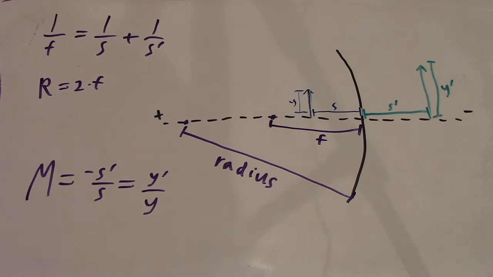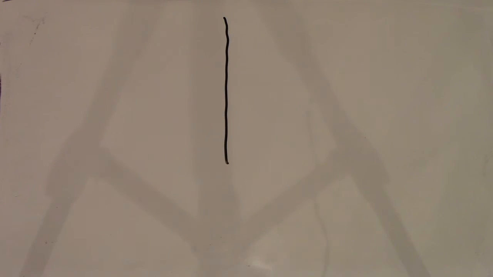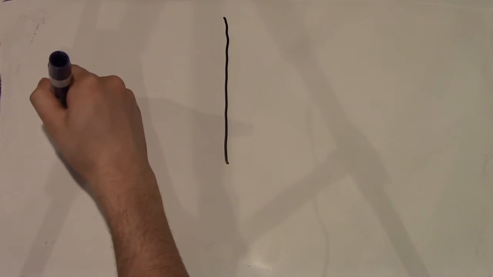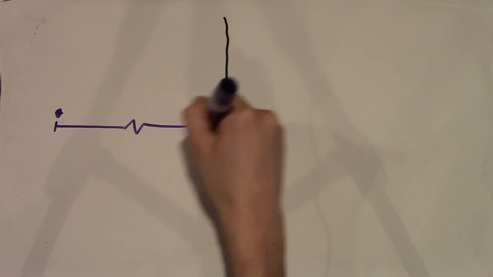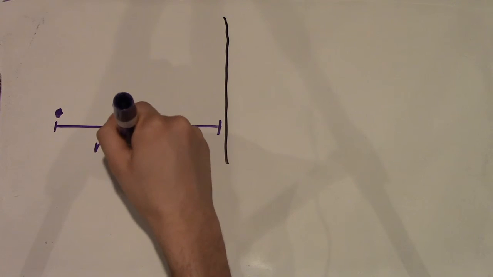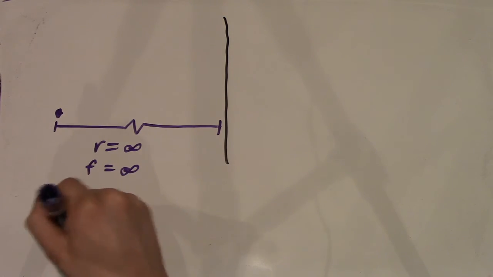Additionally, if the image height is less than the object height, then the image is of course smaller, and vice versa if the height is larger. So, using these three equations, we can describe the position and height of our image. Note, we can also use these equations for plane mirrors. In this case, the center of the sphere for a plane is at infinity, which means the focal length is also at infinity. This means our 1 over f term gives us 0.